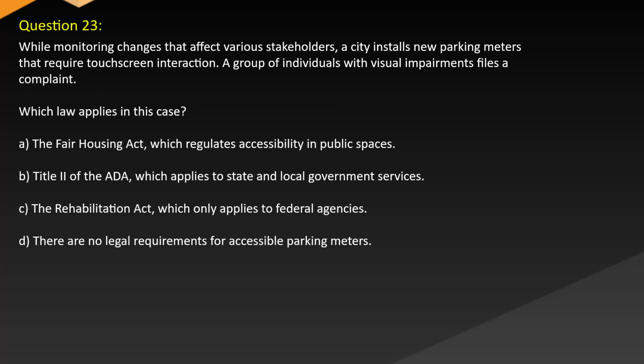Question 23. While monitoring changes that affect various stakeholders, a city installs new parking meters that require touchscreen interaction. A group of individuals with visual impairments files a complaint. Which law applies in this case? A. The Fair Housing Act, which regulates accessibility in public spaces. B. Title II of the ADA, which applies to state and local government services. C. The Rehabilitation Act, which only applies to federal agencies. D. There are no legal requirements for accessible parking meters.